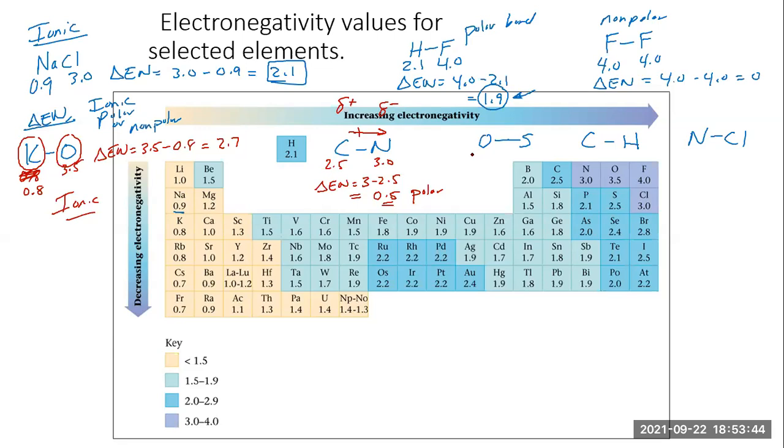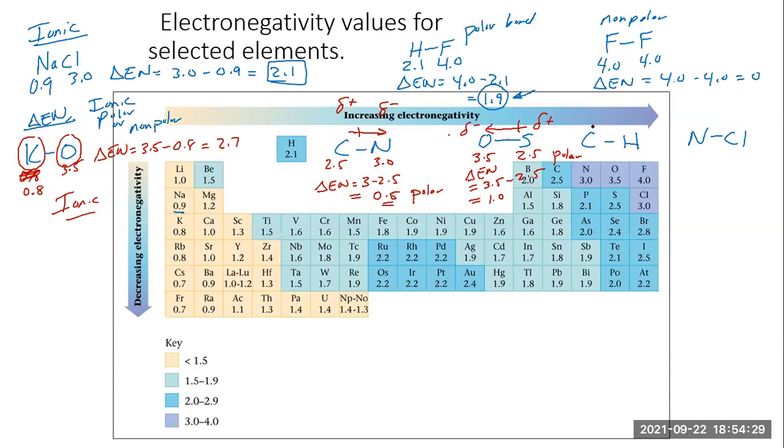Oxygen is 3.5. Sulfur is 2.5. The difference in electronegativity, 3.5 minus 2.5, gives us a difference of 1. That is obviously above 0.4, but below 2, so this also would be a polar bond. Here, the electrons would be heading towards the oxygen, it being more electronegative, so partially negative on the oxygen and partially positive on the sulfur. Any questions on that one there?